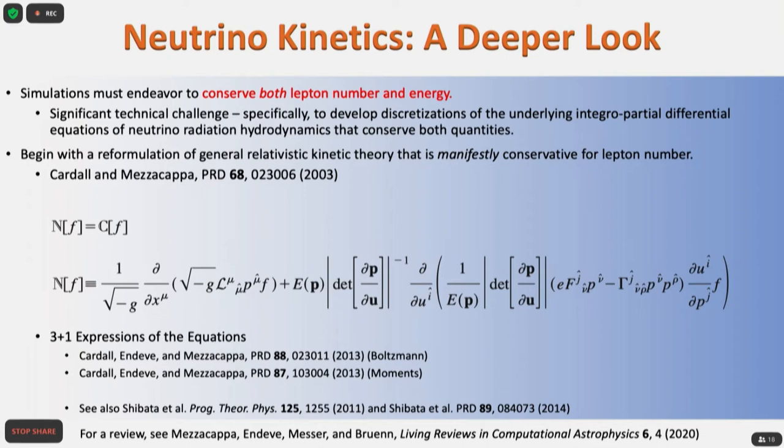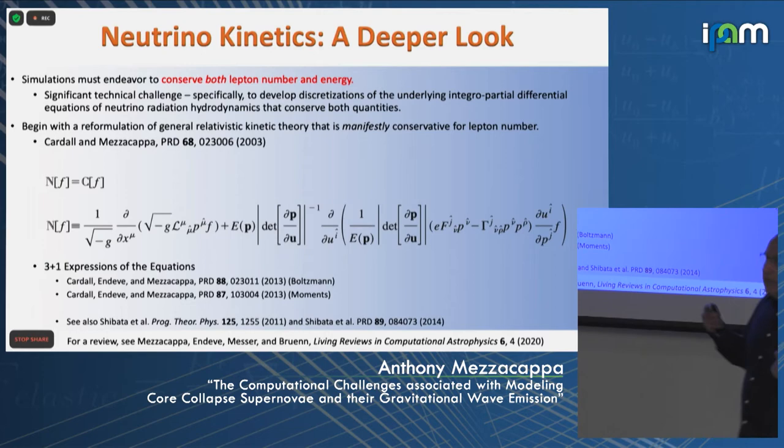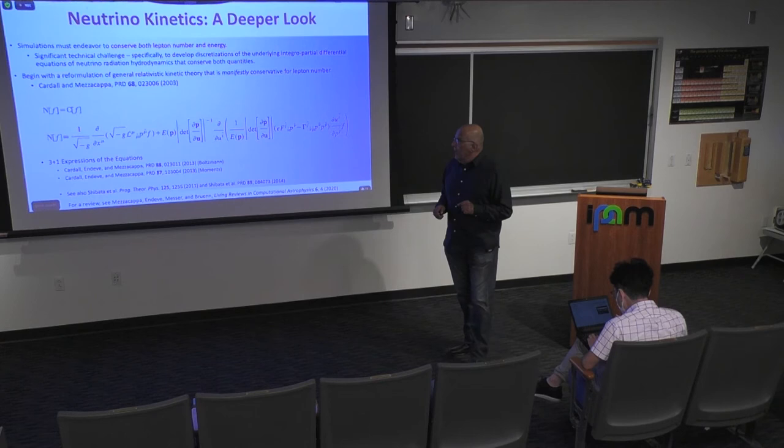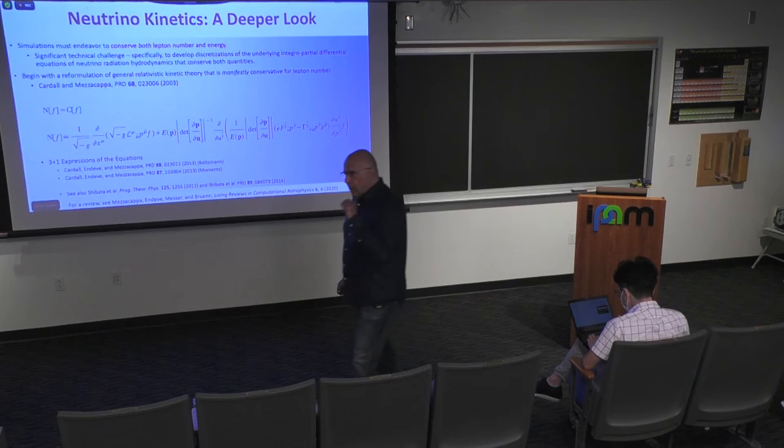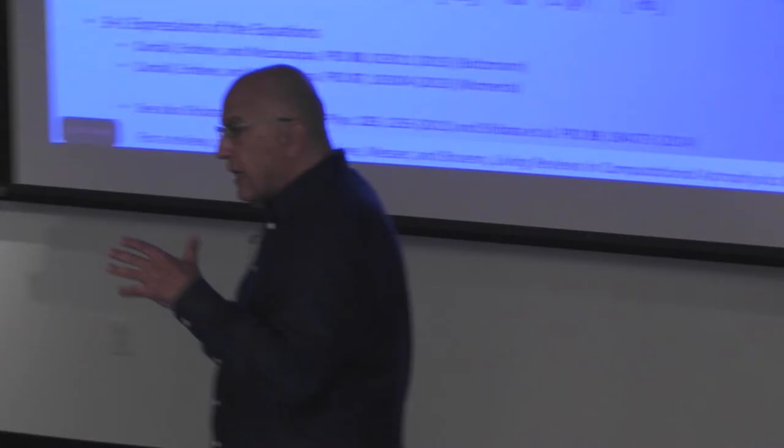Now, this is a significant technical challenge: to develop discretizations of the integral partial differential equations that govern the evolution of the supernova, to do both of these simultaneously. It's very challenging to do. It's something we've been working on for many years. In fact, it's required us to actually modify or extend the theory.